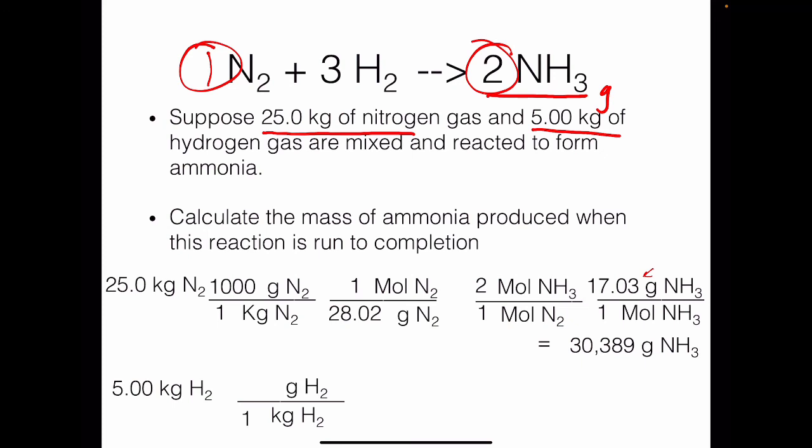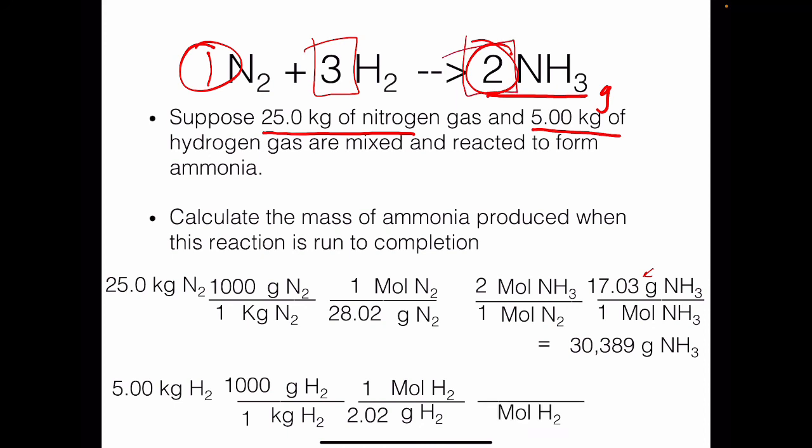So we're going to use the same process we did above because metric conversions are going to be the same, 1,000 grams to 1 kilogram. And then we're going to go from grams of hydrogen to moles of hydrogen, and that's 2.02 grams per mole because we know hydrogen is diatomic. Now that we're in moles of hydrogen, we can go from moles of hydrogen to moles of ammonia. So we can see that that's 3 moles of hydrogen to 2 moles of ammonia.